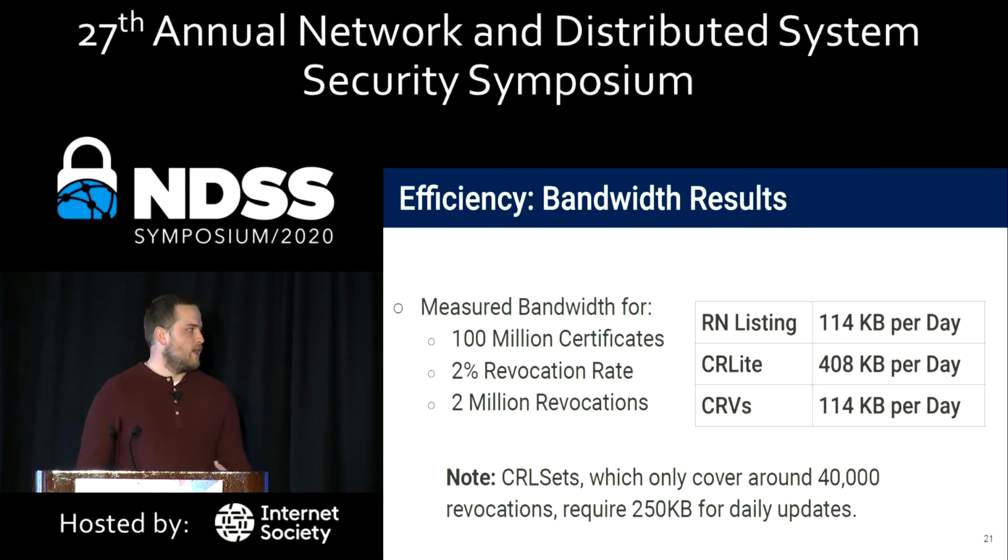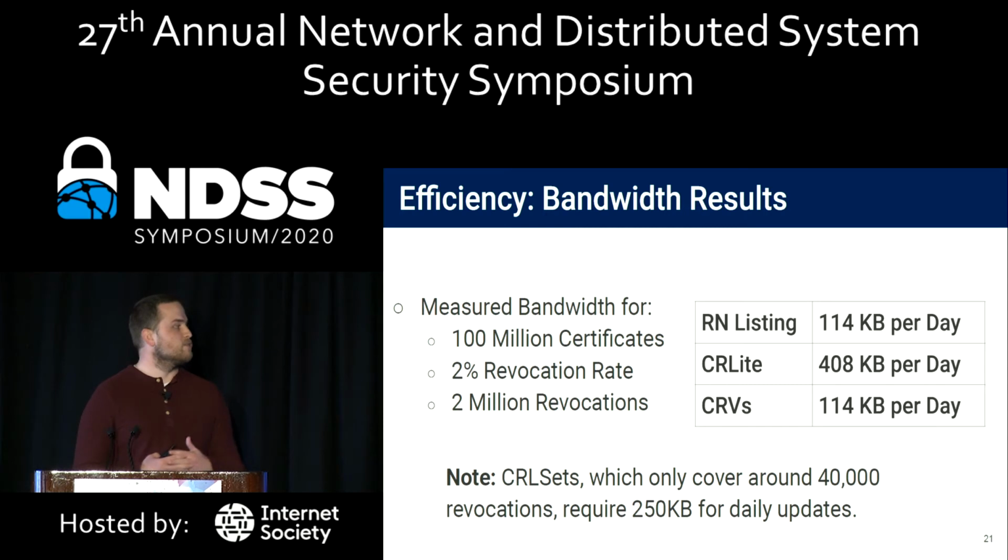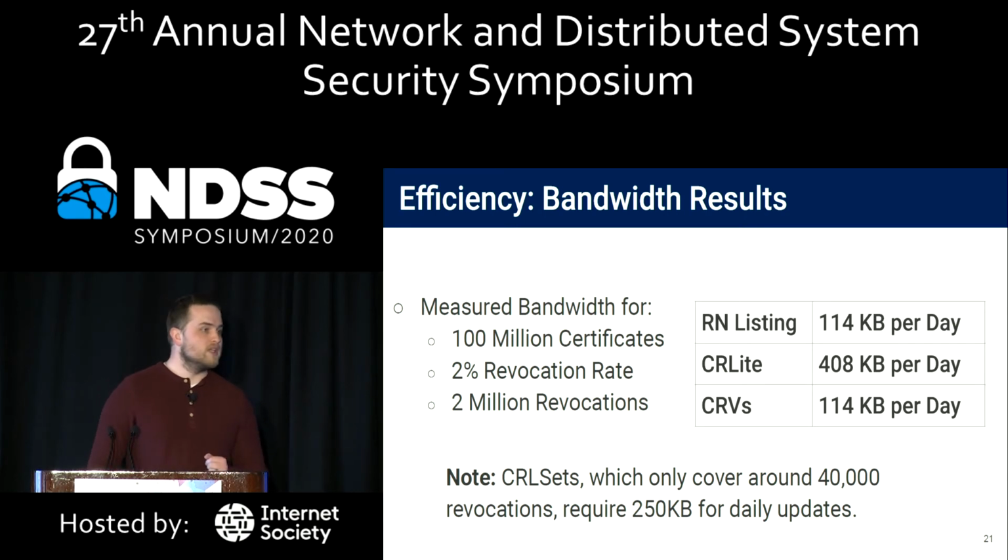We also wanted to compare not only the storage on the client end, but also the network bandwidth required. So we conducted simulations using a certificate space of 100 million certificates at a 2% revocation rate. This translates to 2 million revocations that are being covered. For this, the revocation number listing and CRVs both required 114 kilobytes per day, since they use the same update strategy. CRL-lite, on the other hand, required 408 kilobytes per day.